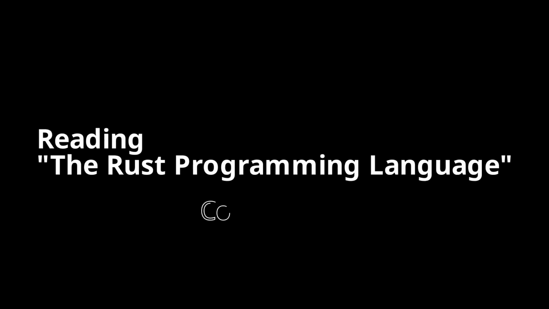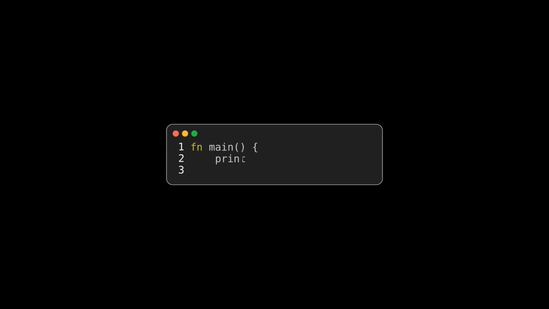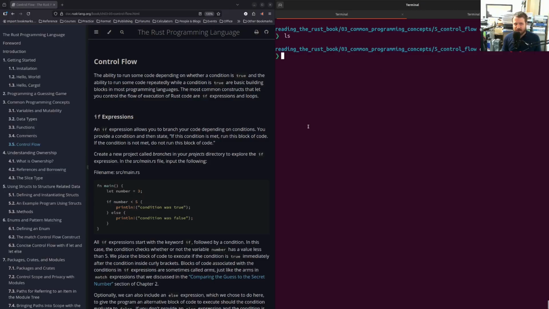Okay, we're back. Time to get back into Rust. So, in this video, we're going to cover control flow. If you're new to this video series, we are reading through the Rust programming language book. It's one of the canonical resources for learning Rust. So let's do it. Let's keep going.